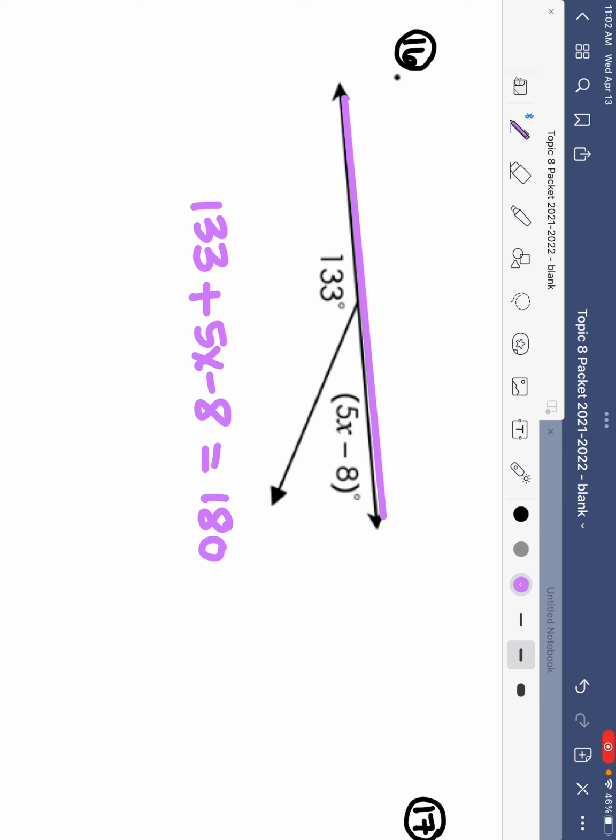Now, do I have some like terms? Why, yes, I do. 133 and negative 8 are like terms, and I can combine them. So 133 minus 8. If you put that in your calculator, you get 125. So we have 125 plus 5x equals 180.